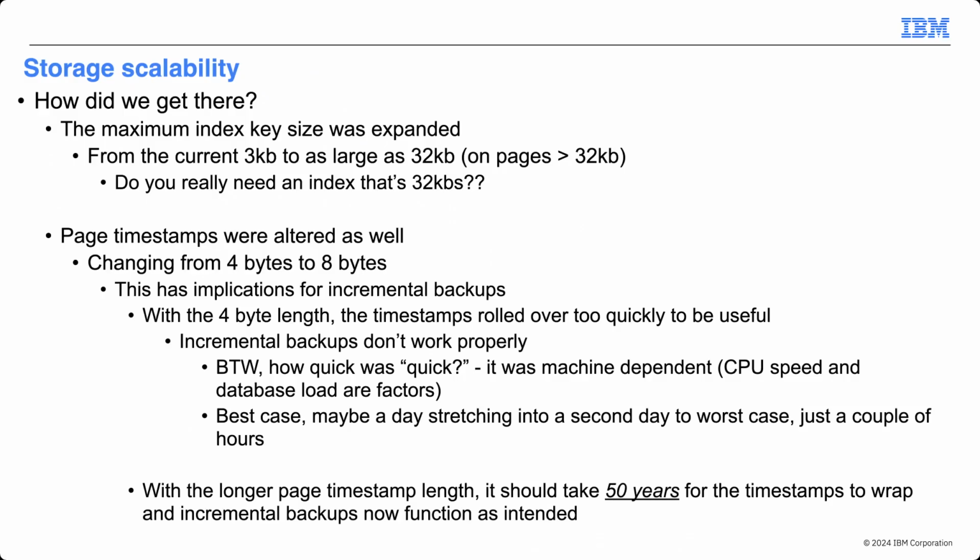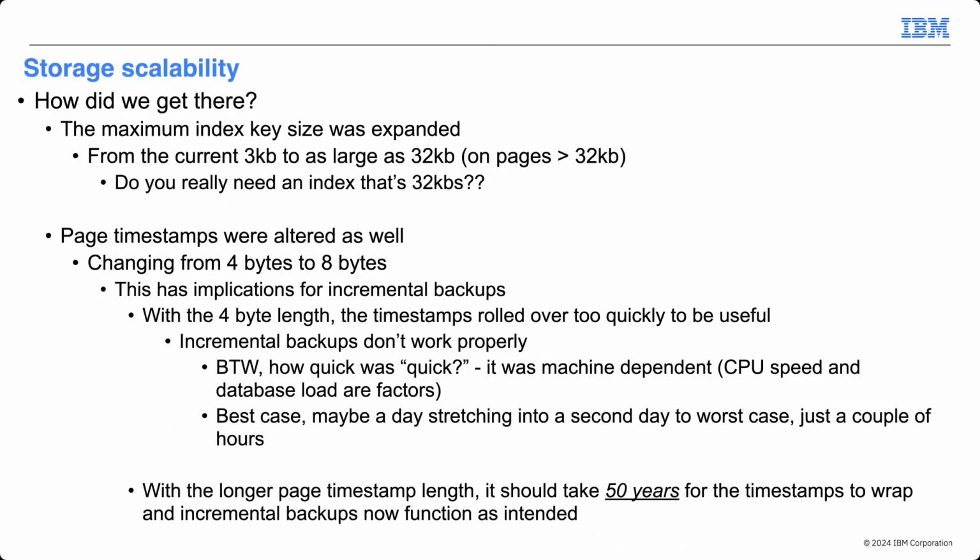Page timestamps have changed as well, and there is a very important benefit to this. It's changed from 4 bytes to 8 bytes, and what that means is that incremental backups now work as designed. With a 4-byte timestamp, we were seeing the timestamps roll over very quickly. In some cases, depending on what the engine or the processor speed was and so forth, that timestamp could roll over once or twice in the course of a day.